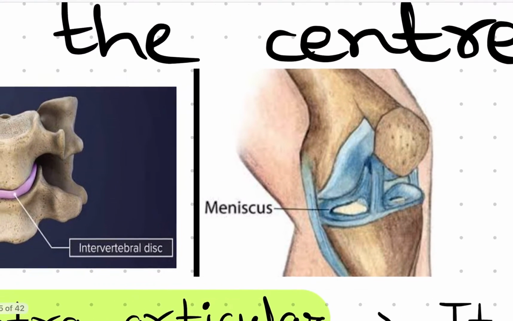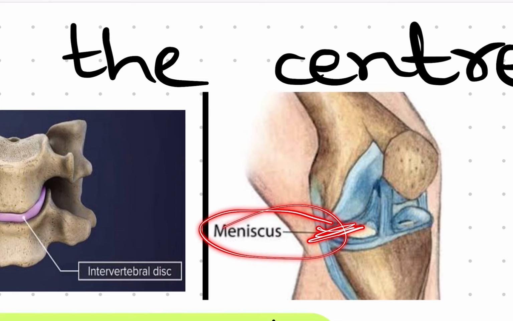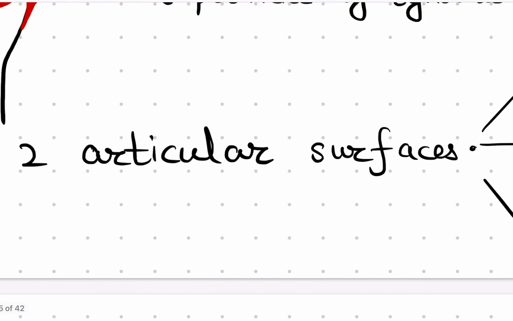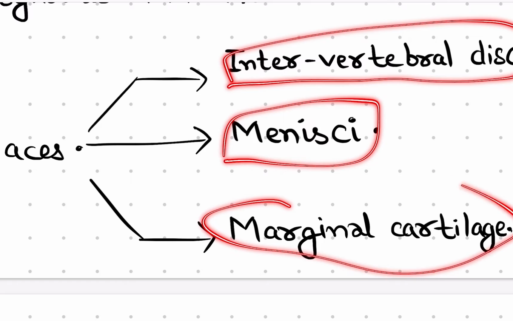We have meniscus also, like this is one bone, this is second bone. So these are two articulating surfaces. Between these two articulating surfaces, we have this meniscus as intra-articular cartilage. The examples are intervertebral discs, meniscus, and marginal cartilage.